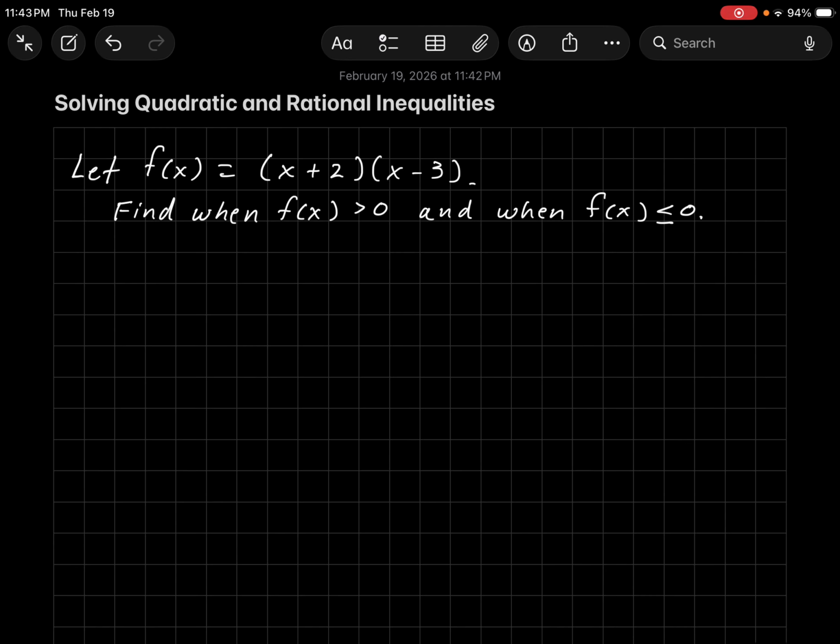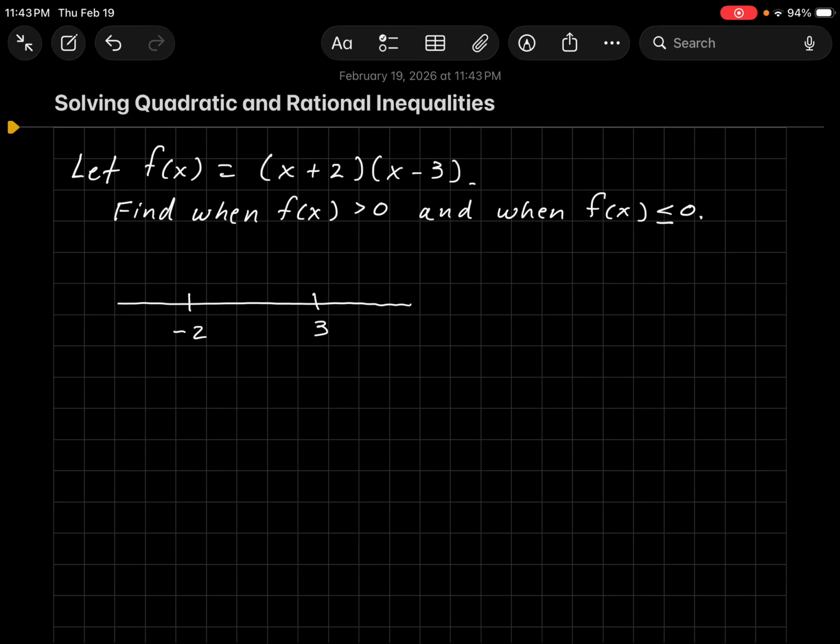I recommend, whenever you're solving inequalities, to make yourself a sign chart. And the idea is the following. We're essentially going to get a number line, and we're going to find the zeros of f of x. Later on, when we do rational ones, we'll also find where f of x is undefined. That is, the zeros both of the numerator and the denominator.